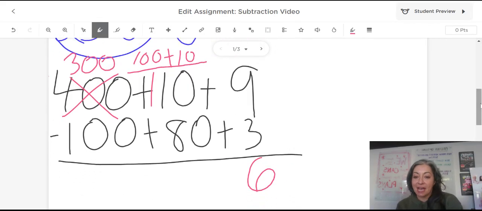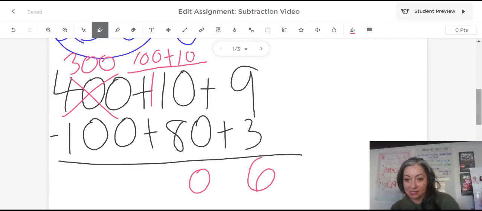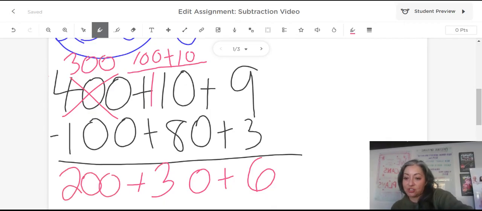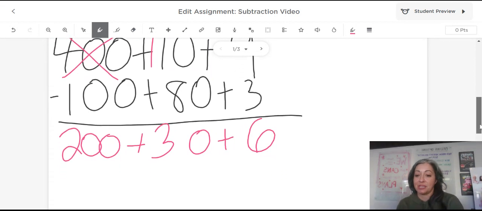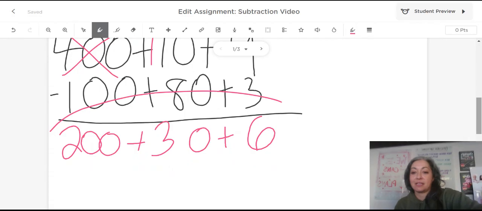Now I have 110 minus 80. So I have 0 minus 0 is 0. And 11 take away 8 is 3, so 30. I'm going to put my plus sign here. And then lastly, should be pretty easy, 300 take away 100 is 200. When you smush it back together, you have 236 as your answer.